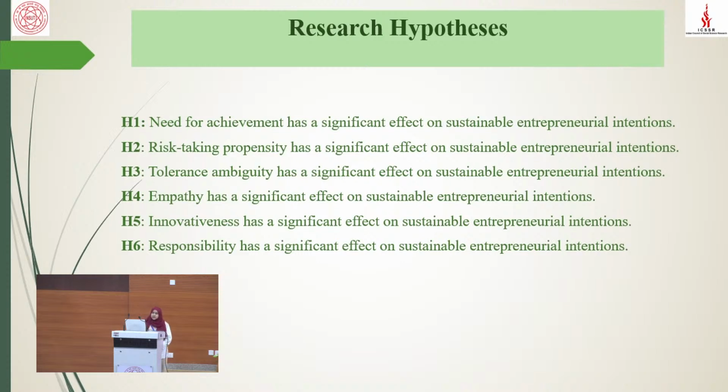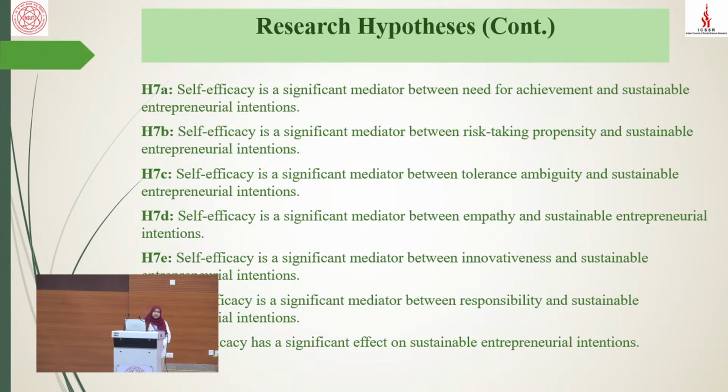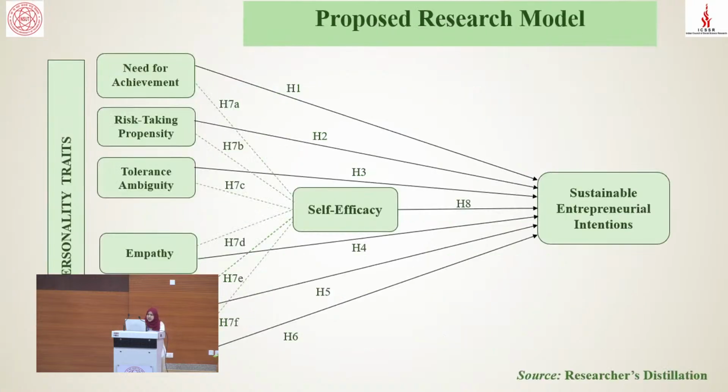These are the research hypotheses formulated for the current study. In total, there are 13 hypotheses, and this is the model that is being proposed in this study. In this model, these 6 personality traits, need for achievement, risk-taking propensity, tolerance of ambiguity, empathy, innovativeness, and responsibility are independent variables, and self-efficacy is a mediating variable, and sustainable entrepreneurial intention is the dependent variable.